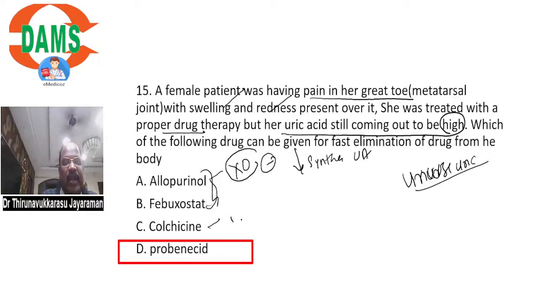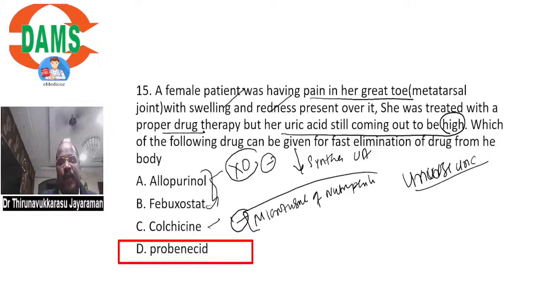Colchicine is a drug inhibiting microtubules of neutrophils, thereby preventing chemotaxis and preventing inflammation, useful for acute gout. Probenecid is a uricosuric agent. So the answer is option D.